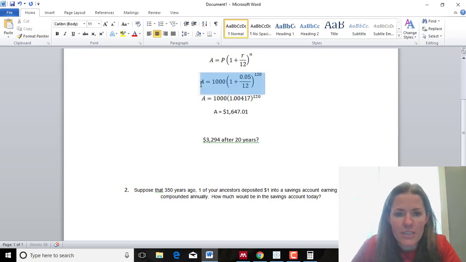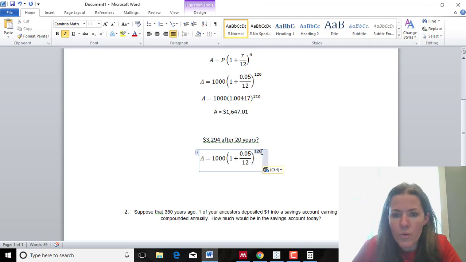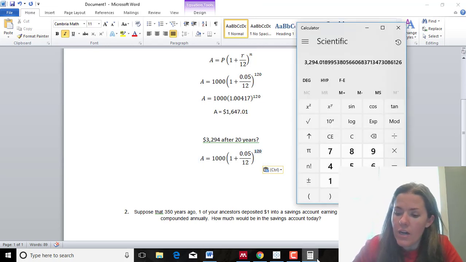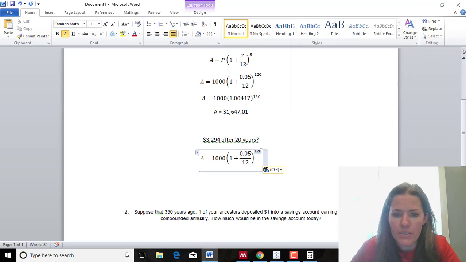Everything else here is the same, except for this part. Instead of 120, I'm doing 12 times 20 years. So it's 240, so I'm just doubling this.